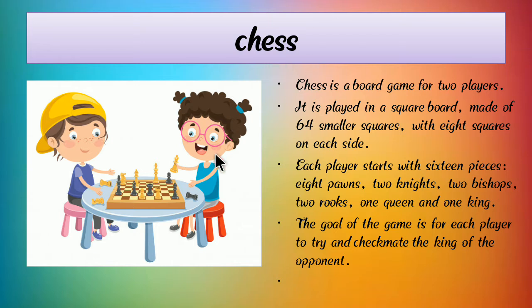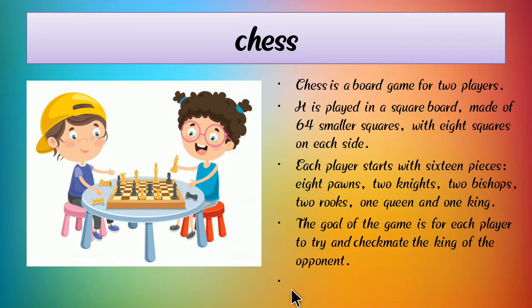Chess. Here we can find a photograph of chess. Chess is a board game for two players. Here we can see two players, and it is played on a square board made of 64 smaller squares, with 8 squares on each side.